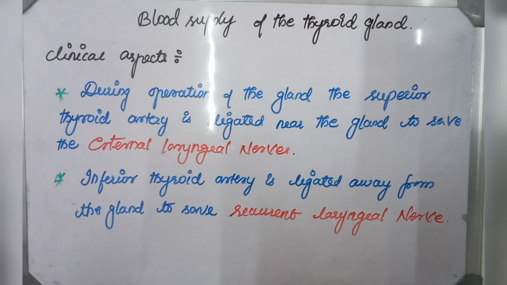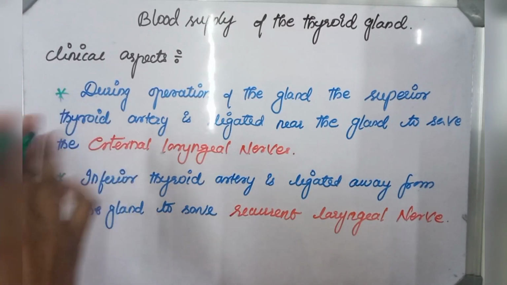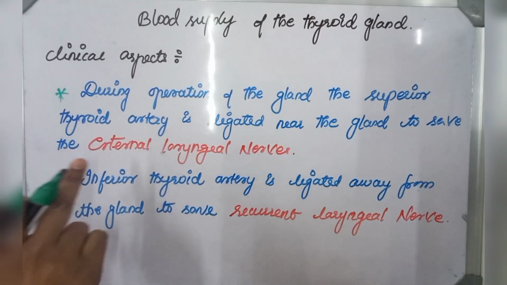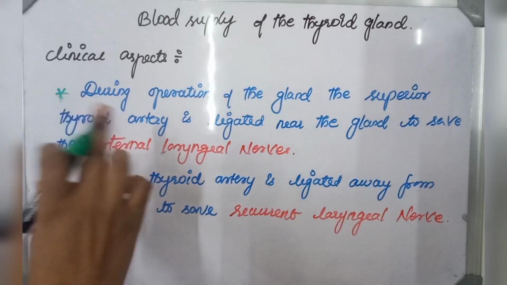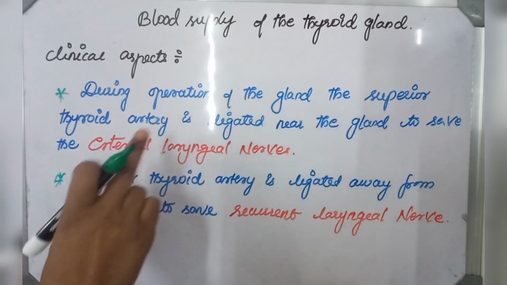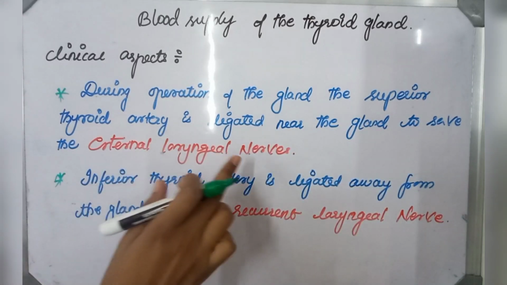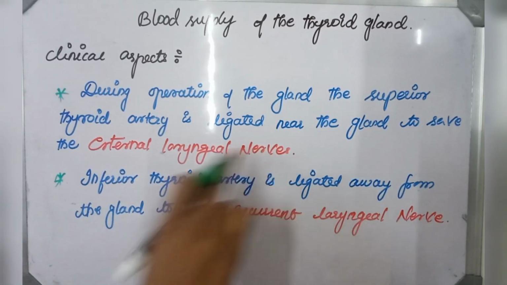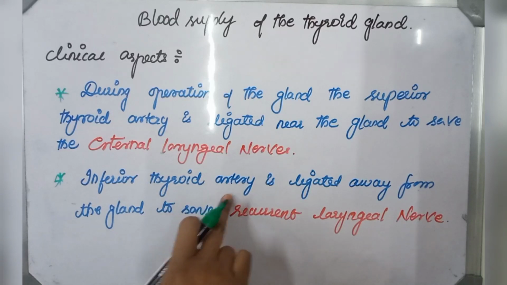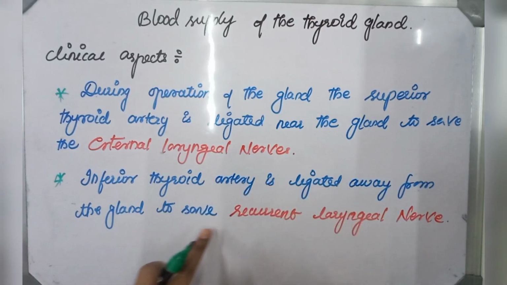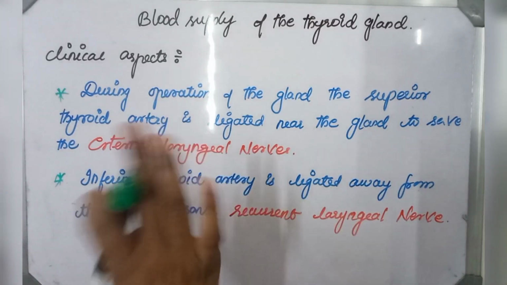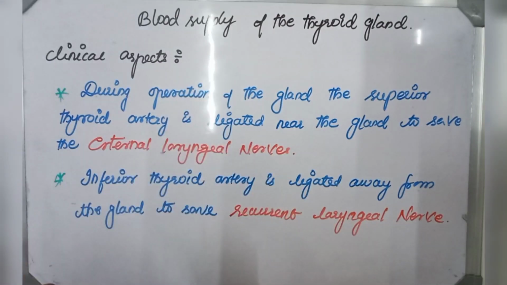So let us finally see the clinical aspect of the thyroid gland. We already know this actually. During the operation of the gland, the superior thyroid artery is ligated near the gland to save the external laryngeal nerve. And the inferior thyroid artery is ligated away from the gland to save the recurrent laryngeal nerve. This is all about the blood supply of the thyroid gland.